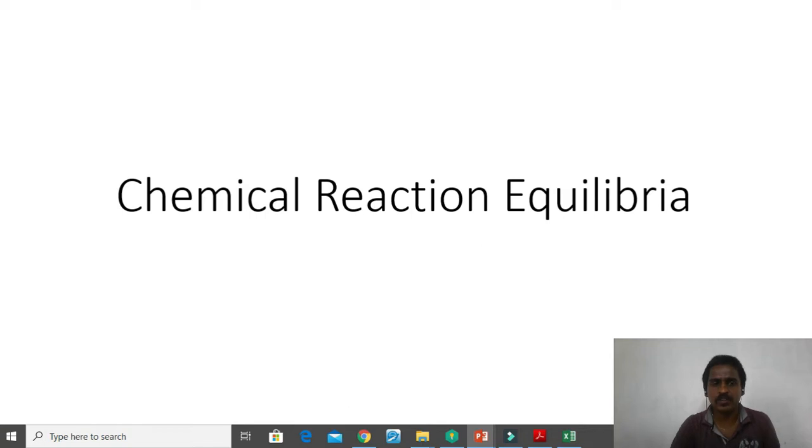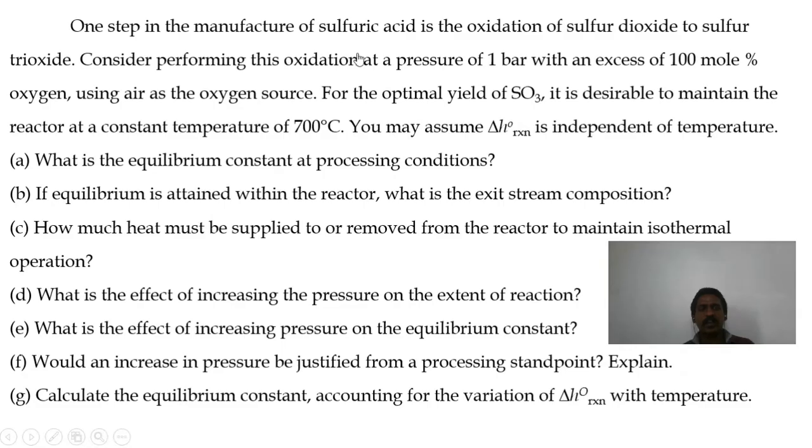In this video lecture, I want to discuss a problem from chemical reaction equilibria. Let us look at the problem. One step in the manufacture of sulfuric acid is the oxidation of sulfur dioxide to sulfur trioxide. Consider performing this oxidation at a pressure of 1 bar with an excess of 100 mole percentage oxygen using air as the oxygen source. For the optimal yield of SO3, it is desirable to maintain the reactor at a constant temperature of 700 degrees Celsius.